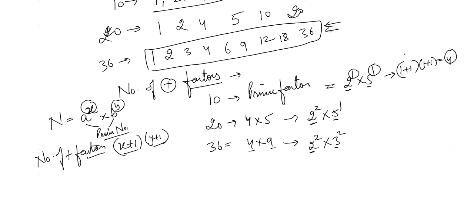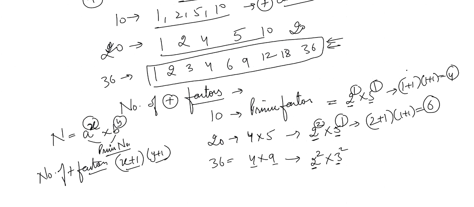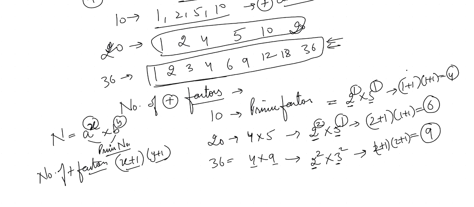20: x is 2, y is 1. So x plus 1 into y plus 1, 6 positive factors. We have already seen it will have 6 positive factors. 36: x and y are 2 each. So x plus 1 into y plus 1, 9. We have seen that there'll be 9 factors. So if the question is only about the number of factors, we don't have to write all the factors. We just break it into prime factors, and get to the number of factors straight away. Clear?